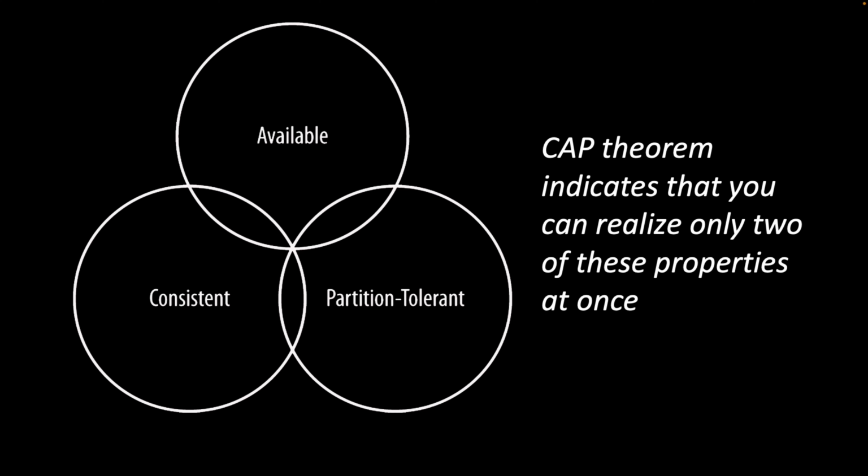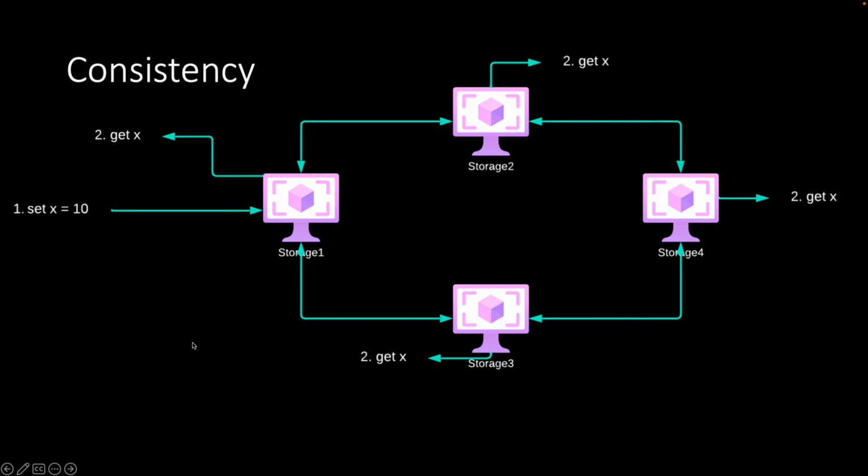Today I am going to talk about CAP theorem. The reason for me to talk about CAP theorem is that it is so common to talk about that sometimes it gets counterintuitive to think about these three verticals: availability, consistency, and partition tolerance. So, a simple definition is that CAP theorem indicates that you can realize only two of these properties at once. So, we'll consider all of these three things.